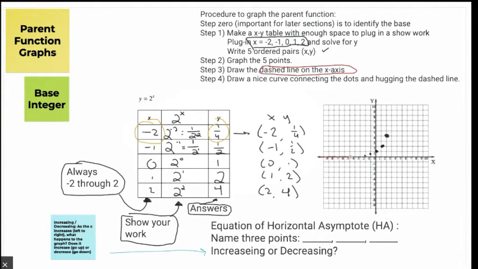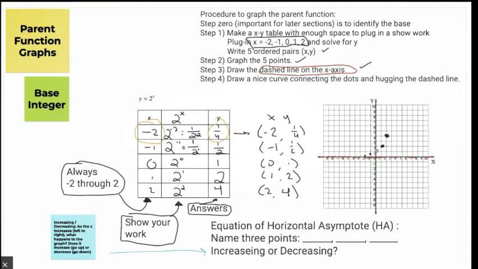So when you're using Go Formative, you're going to take the line tool and make it dashed. I made it as straight as possible. I graphed my 5 points, check. I drew the dashed line on the x-axis. Now I'm going to draw a nice curve connecting the dots and hugging the dashed line.